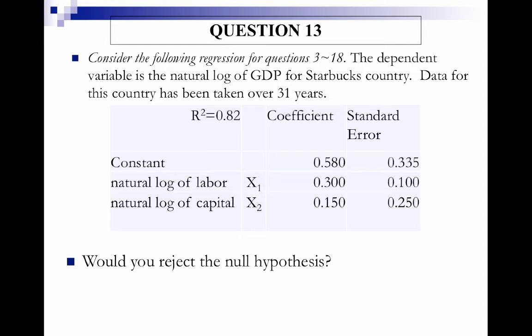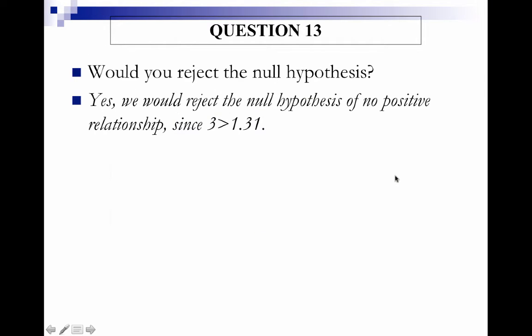Well, we know our actual t-value hasn't changed. It's still going to be 0.3 divided by 0.1, or our actual t-value is simply 3. And since 3 is greater than 1.31, we reject the null hypothesis of no positive relationship. Therefore, we can conclude that there is a positive relationship between the natural log of GDP and the natural log of labor.